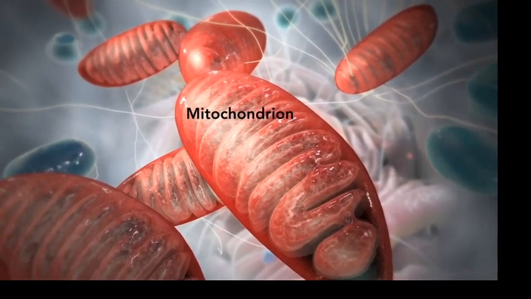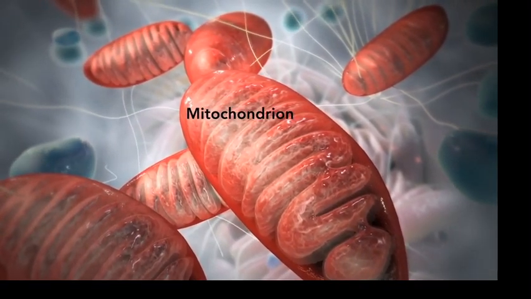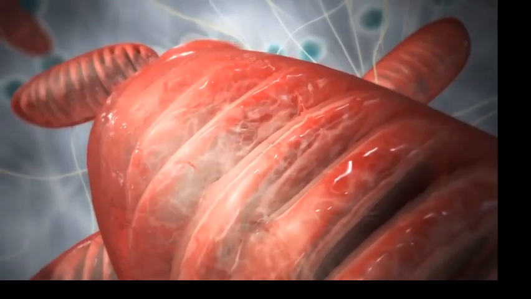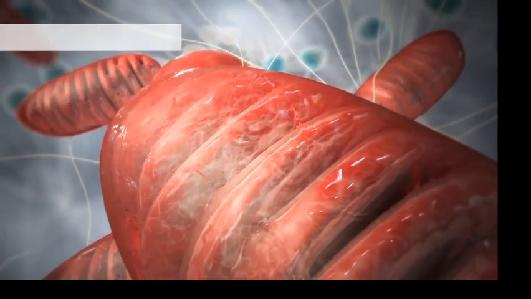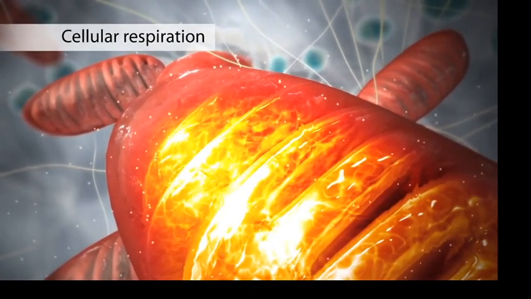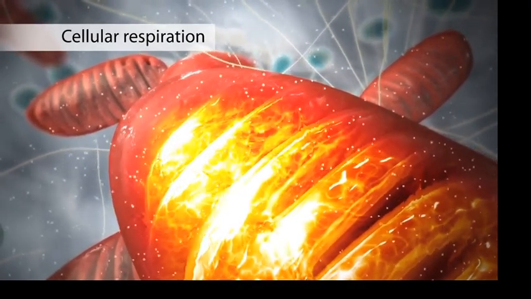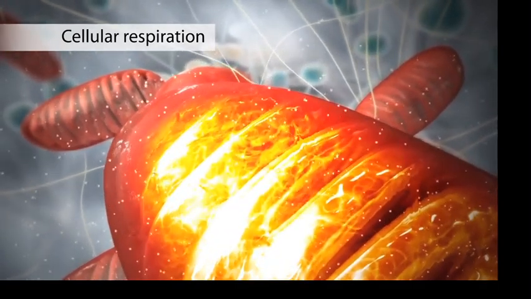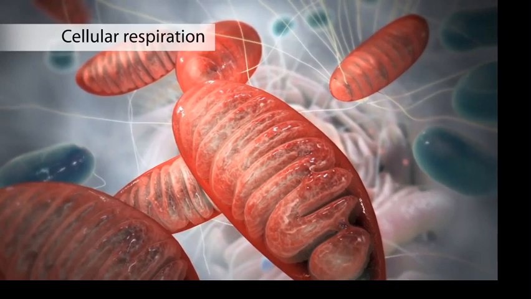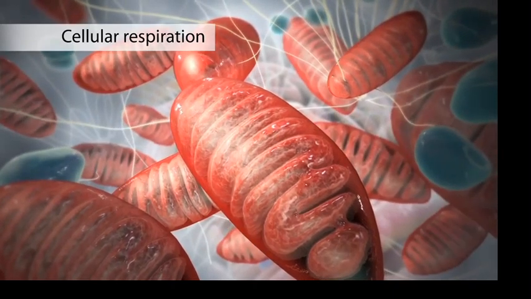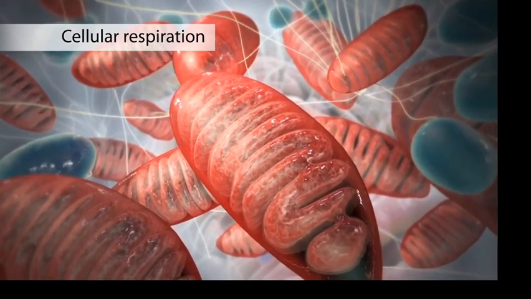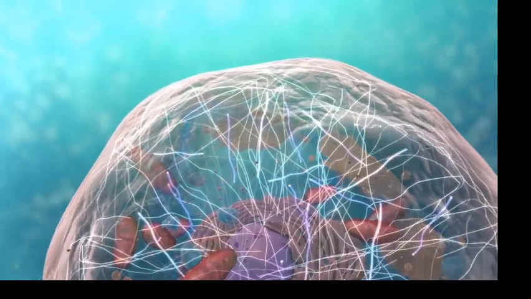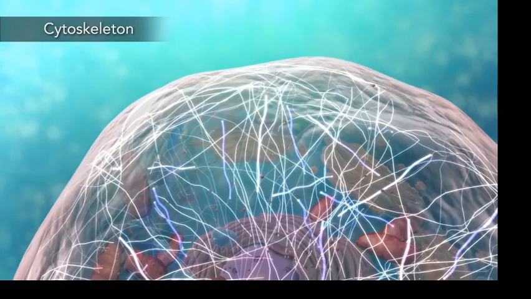The mitochondrion is an organelle that is the powerhouse for both animal and plant cells. During a process called cellular respiration, the mitochondria make ATP molecules that provide the energy for all of the cell's activities. Cells that need more energy have more mitochondria. Meanwhile, the cell maintains its shape through a cytoskeleton.